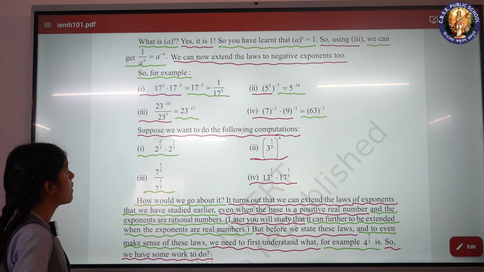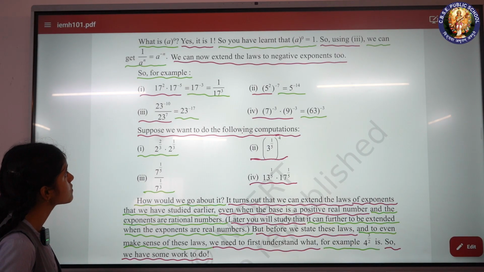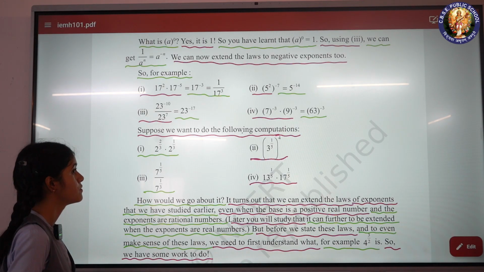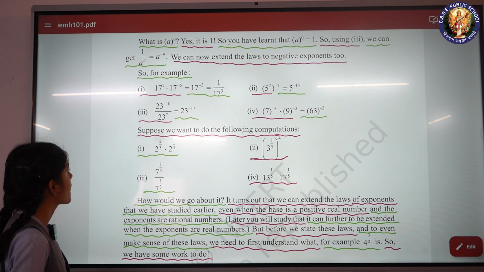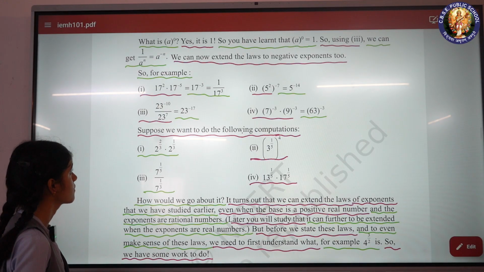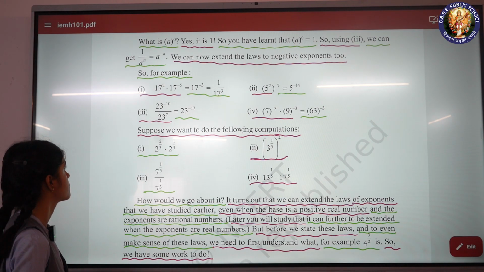What is a to the power 0? Yes, it is 1. So we have learned that a to the power 0 is equal to 1. So using the third law, we can get 1 by a to the power n is equal to a to the power minus n. We can now extend the laws to negative exponents too.